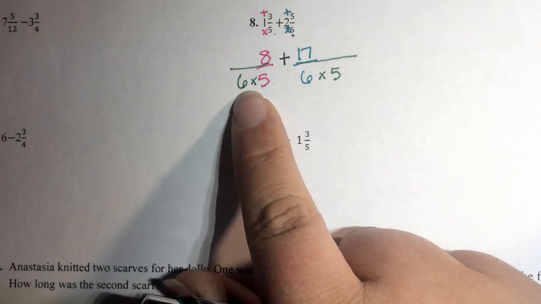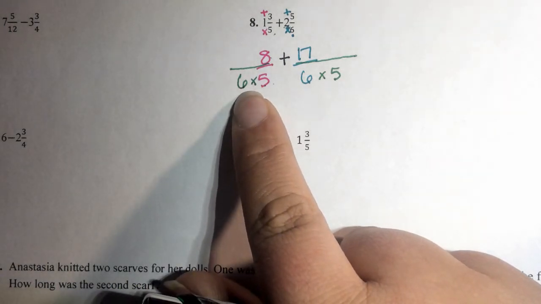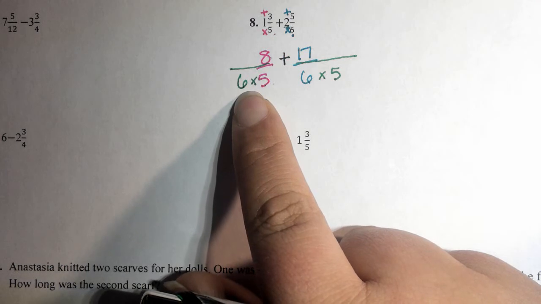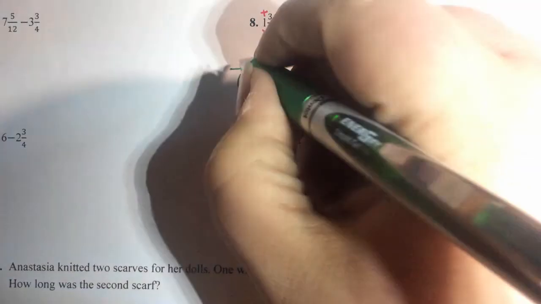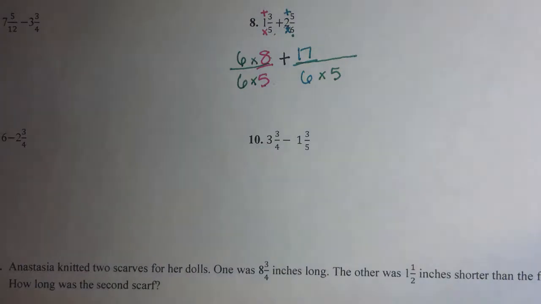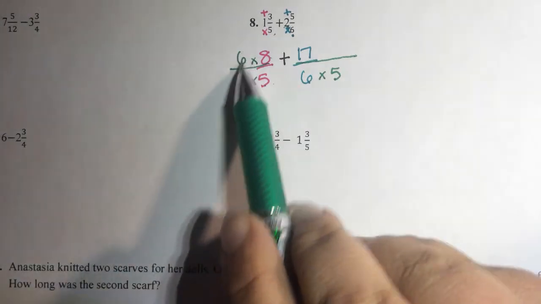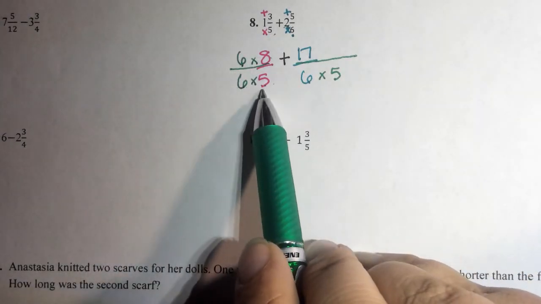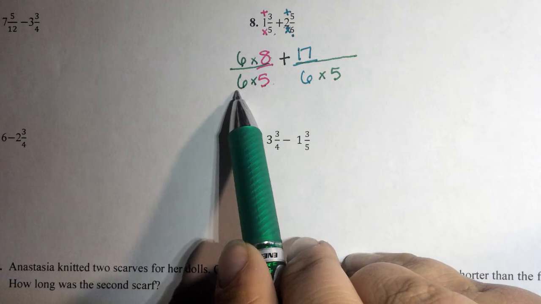If I don't multiply the top by the same exact thing, I'll change the value. And I don't want to change the value of the fraction. So let's multiply the top by 6. Because 6 over 6 is 1, and when you multiply by 1, you don't change the value, right?